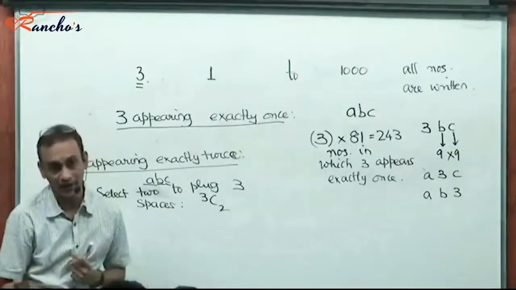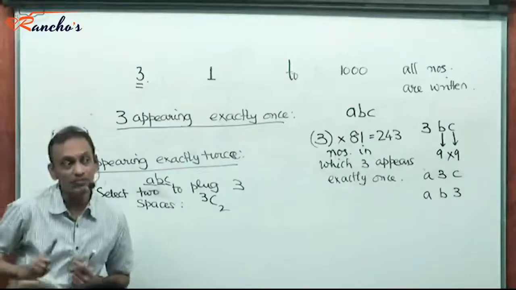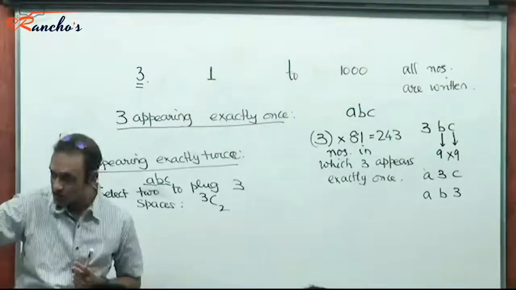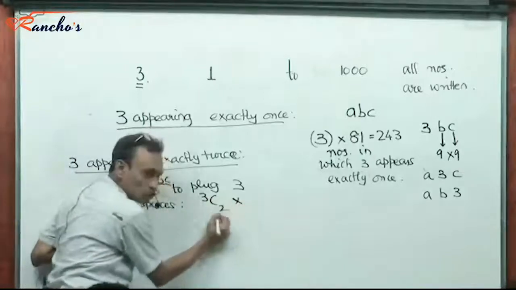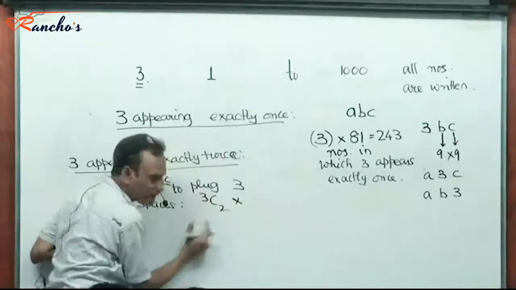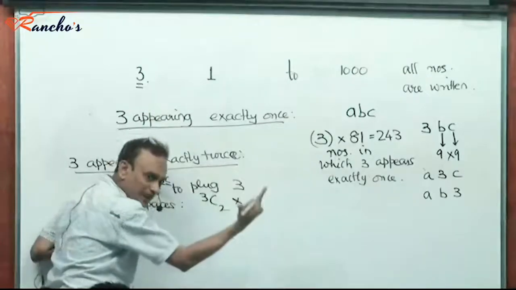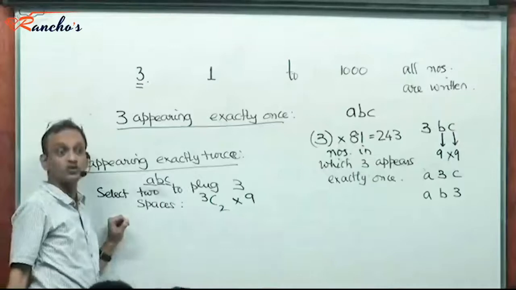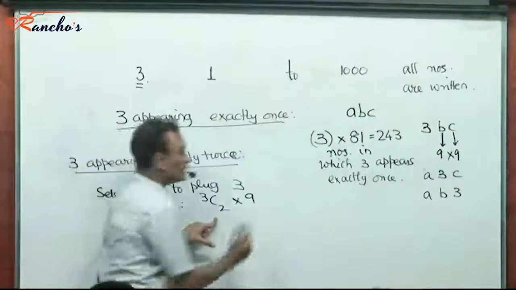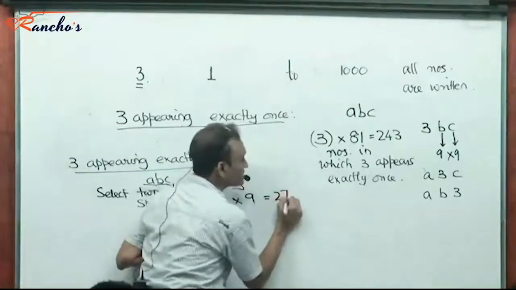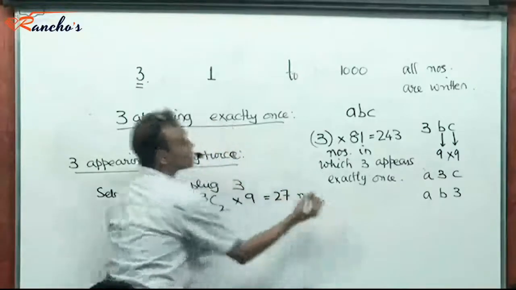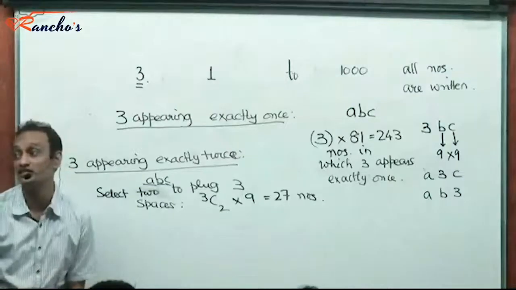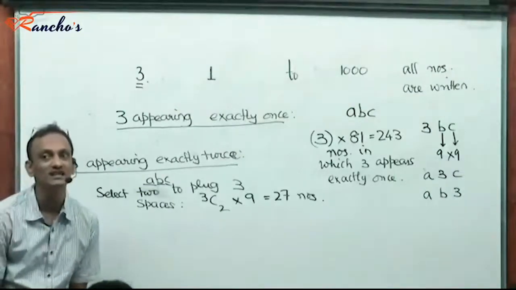It can't appear one more time. So the third space can be filled up in 9 ways. From 0 to 9, you exclude 3. So that makes it 9 ways. So first you select the 2 spaces in which the 3's are plugged in, in these many ways. Then the third space can be filled up in 9 ways. Yes or no? 3C2 is 3. 3 into 9, that makes it 27 numbers in which 3 appears exactly twice. There are 27 numbers in which 3 appears exactly twice.